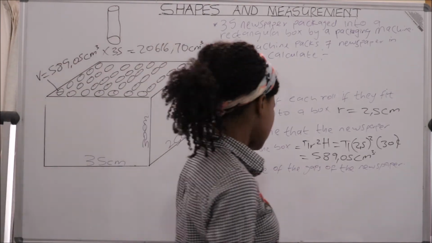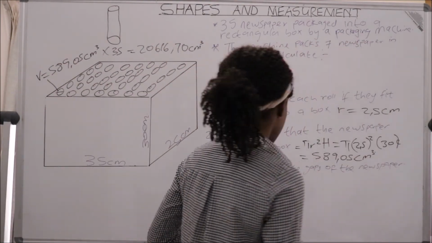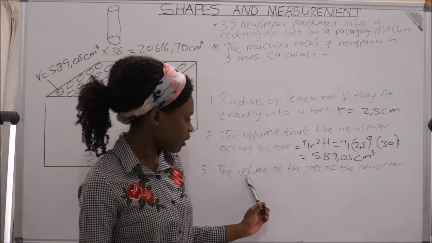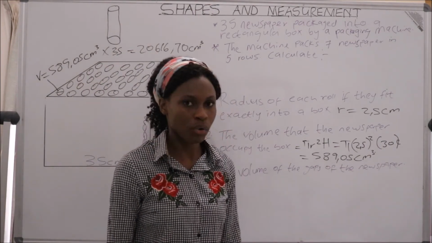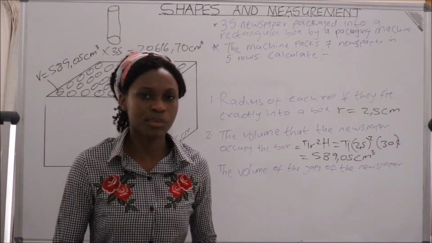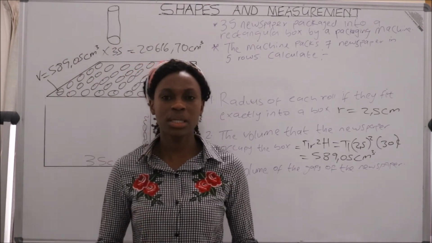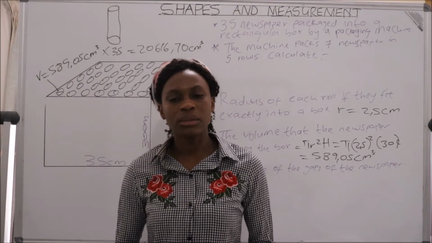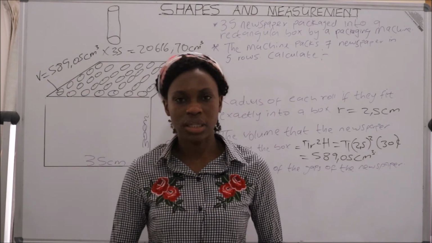Then moving on to the third question, which says we must calculate the volume of the gap of the newspaper rolls. As you know, if the newspaper has been rolled, that means there's a gap, which is just having nothing. That means it's just open.